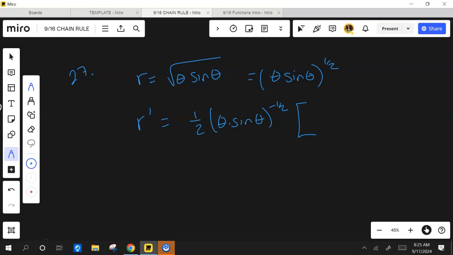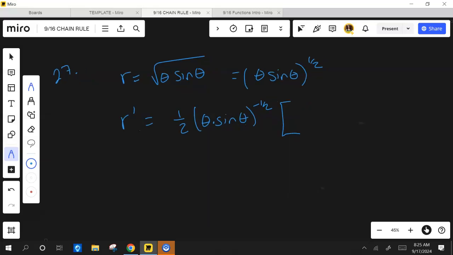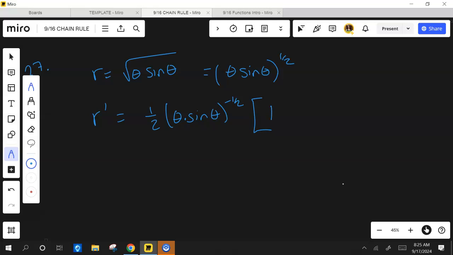Derivative of the first one, because it's multiplied there with the sine theta, plus the first times the derivative of the second, cosine theta.